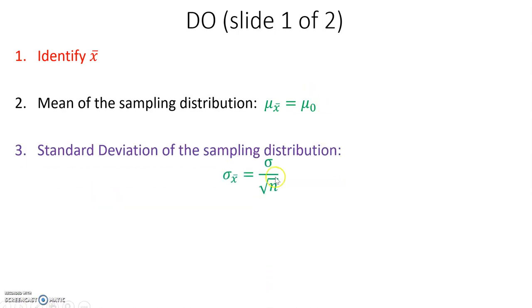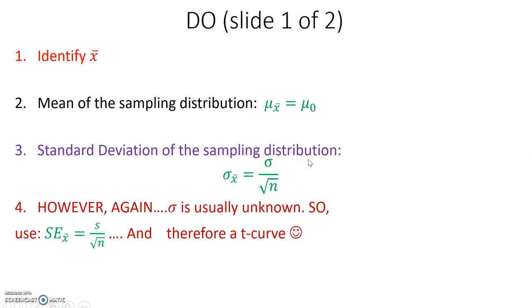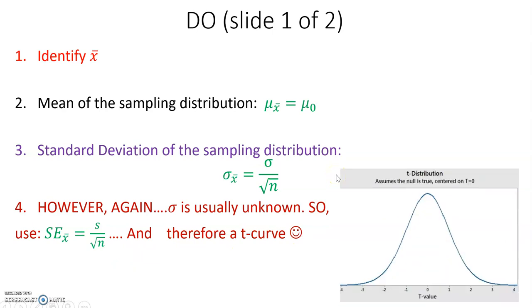Standard deviation, you should recognize this formula. You should recognize this notation. But, however, again, sigma is usually unknown, so instead of the standard deviation, we'll probably be using the standard error, which is S instead of sigma, and therefore we'll have the shape of a T-curve. So here's a cute little T-curve for you. Remember, it looks a lot like the normal curve. The difference was there was more height here in the tails and a lower peak.